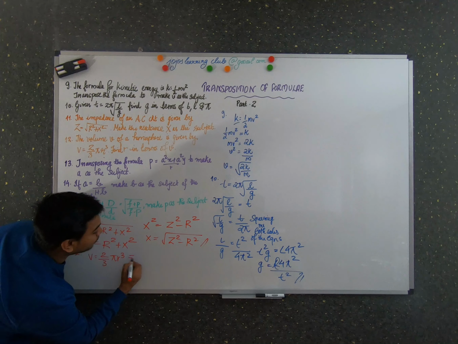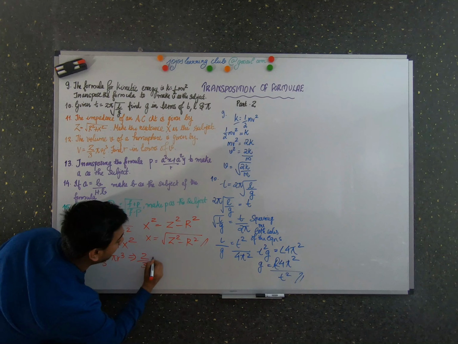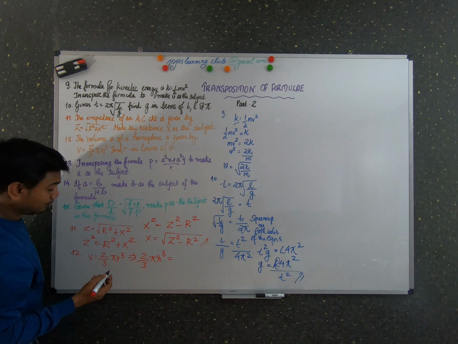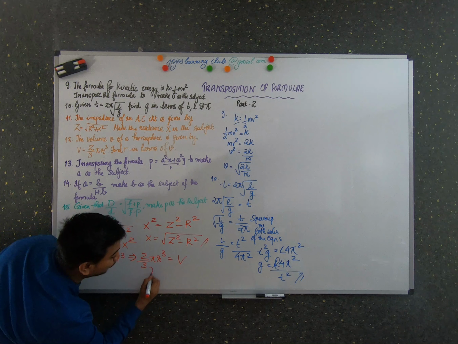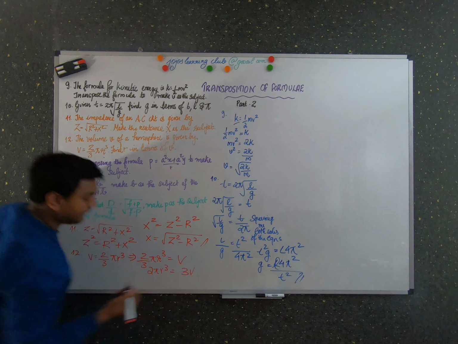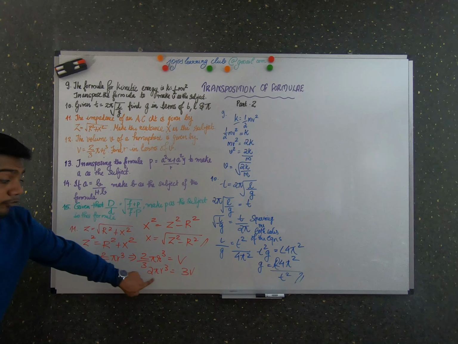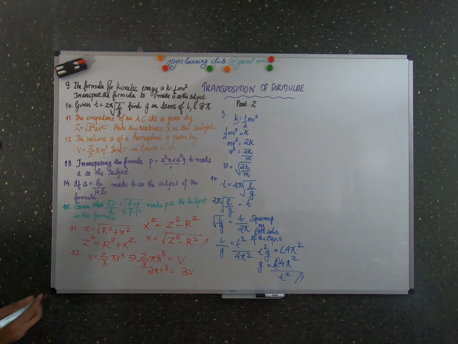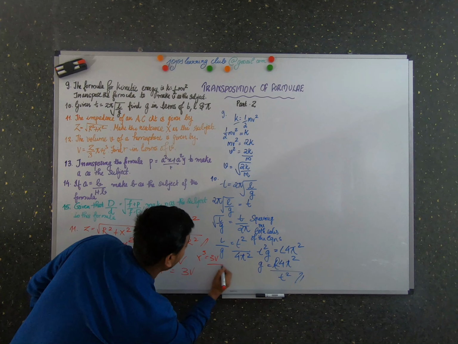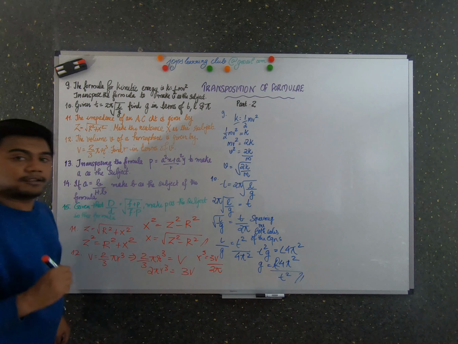For that, first I am going to rearrange the equation. So 2 by 3 pi r cube is equal to V. So 2 pi r cube is equal to 3V, right? And now what I have to do? I have to remove this 2 pi from here. For that, r cube is equal to 3V by 2 pi.